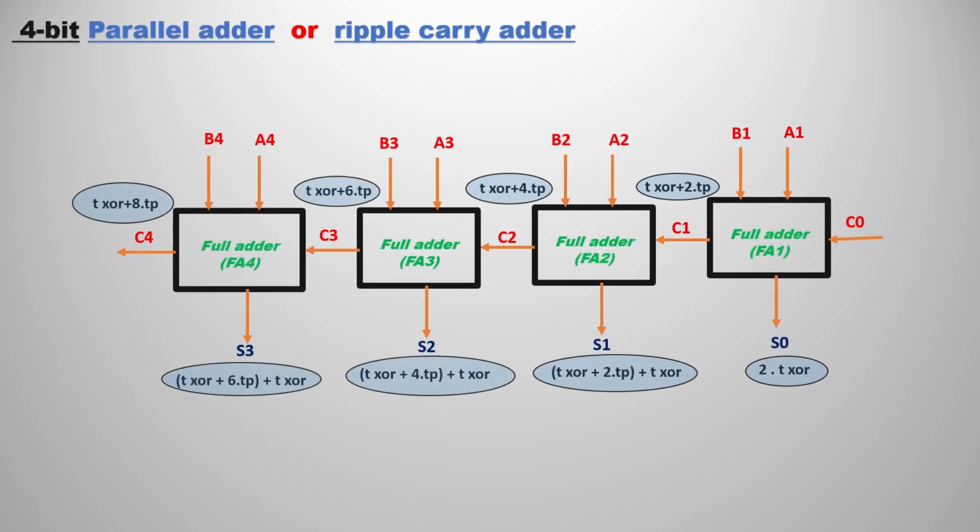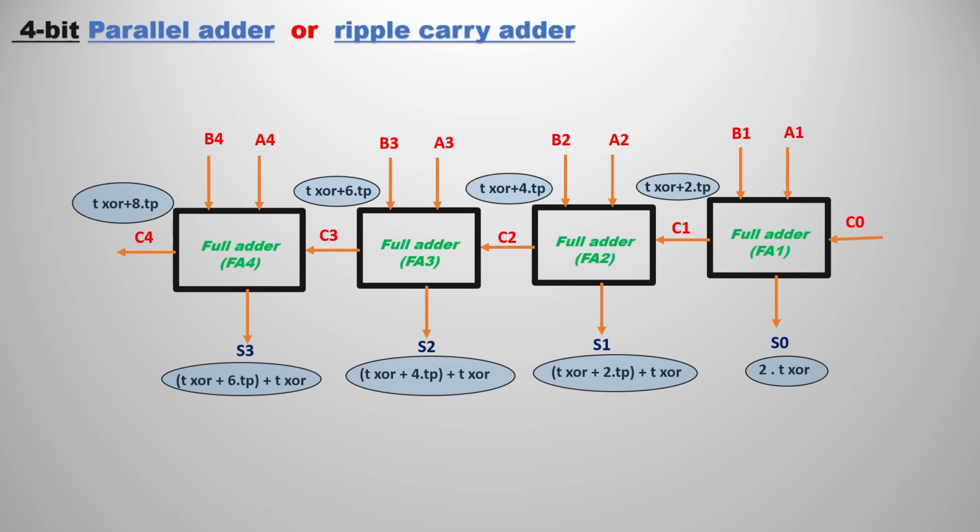In the same fashion we are going to fill out all these things, that is the propagation delay of TS2 and propagation delay of TC3. The propagation delay of the sum S2 is T XOR plus 4 TP, because the propagation delay of the carry TC2 is T XOR plus 4 TP. So the XOR operation of B3 XOR A3 will be waiting for the carry. So we need to add the carry. So after adding carry, we need to add the previous XOR gate, that is T XOR. So I hope you are understanding this.